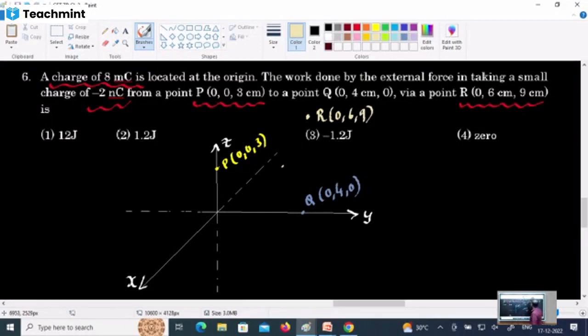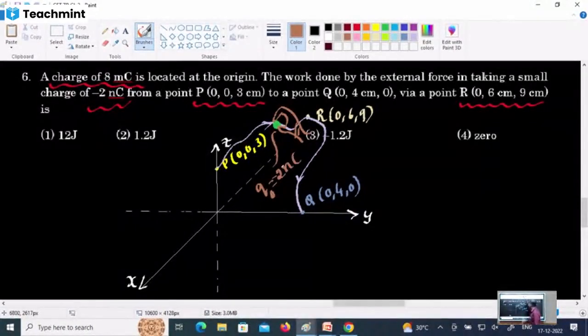Now what you should be doing is you have to take a point charge of minus 2 nanocoulomb and move the charge from P to Q via R. The charge that you have to take in your hand, if we call it Q0, is minus 2 nanocoulomb. You have to bring that charge from point P to point Q. How much is the work that you have to find out?